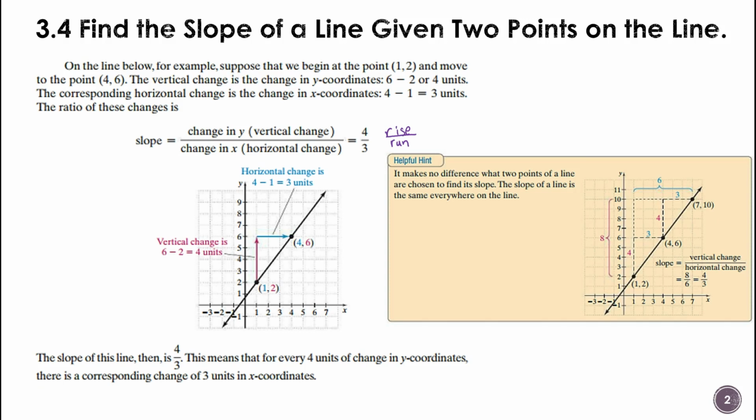It doesn't really matter what points you select on the line. Notice this helpful hint. I could pick this point 1, 2, or I could pick this point 4, 6, 7, 10, and use any two of those to find the slope on the line. They're always going to have the same slope if the points are on the line.